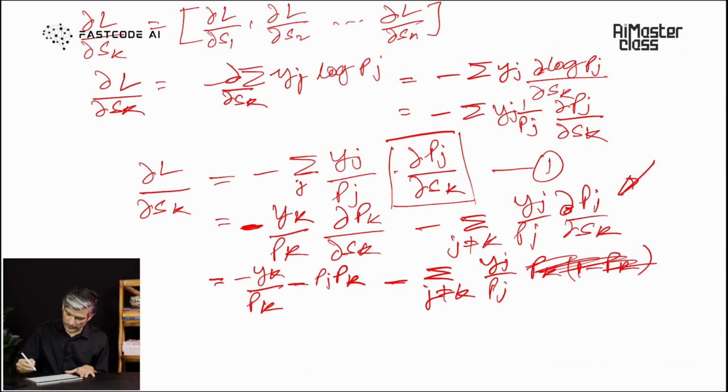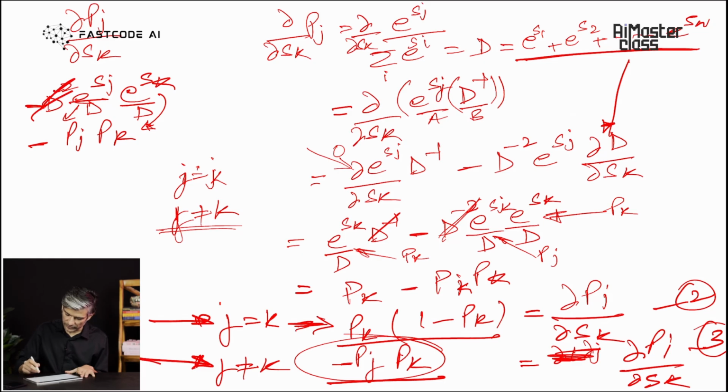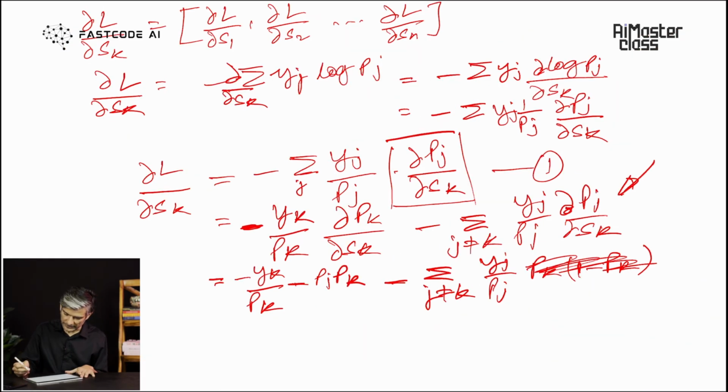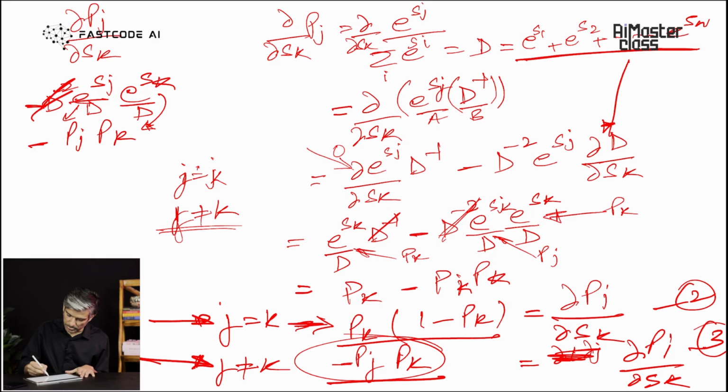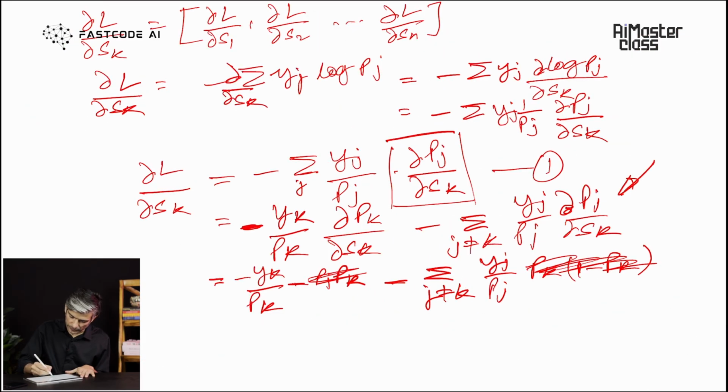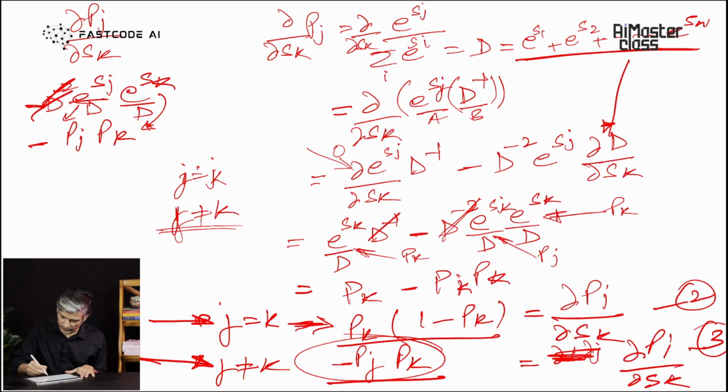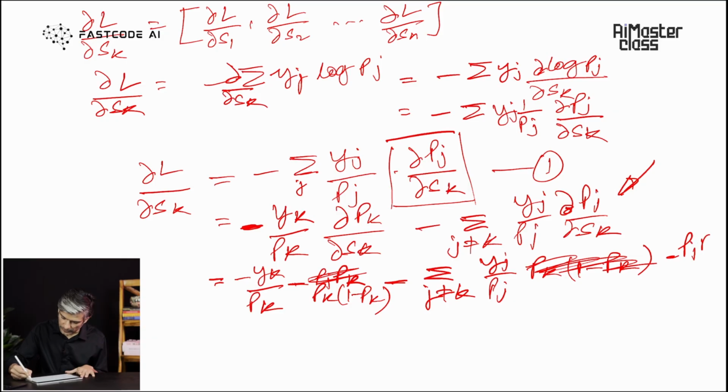So what was this? Minus p_j p_k, yes, minus p_j p_k, and here I did it wrong. So it should be this p_k(1 - p_k), and in this case we have, remember, minus p_j p_k, minus p_j p_k. Okay, now let's simplify it further.